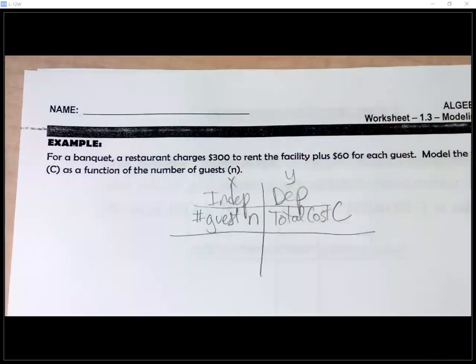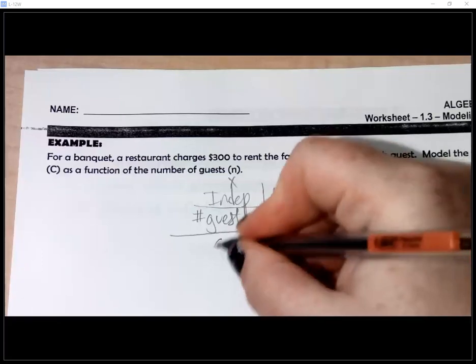They gave me only one number here, 300. So how am I supposed to get 2 points out of this? Guess what? You can pick. If I don't have any guests, let's say nobody shows up to this party, how much is it going to cost me? It still is going to cost me $300 because I had to book the place, didn't I? I had to rent the hall out. So even if no one comes, if I have 0 guests, I'm still out $300.